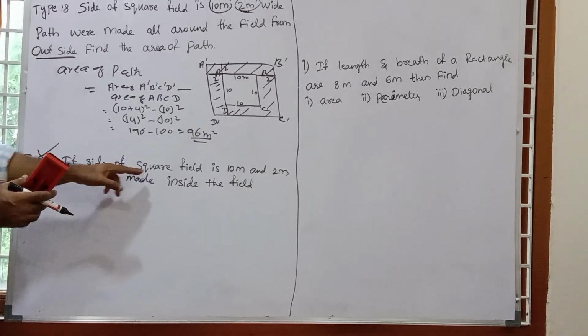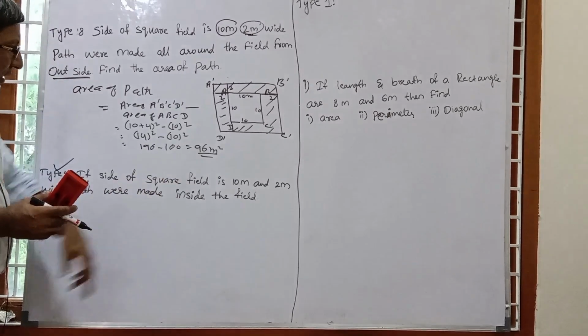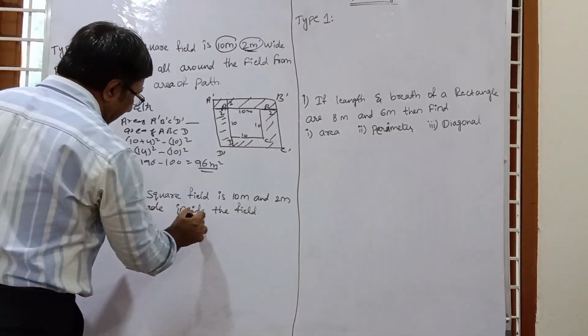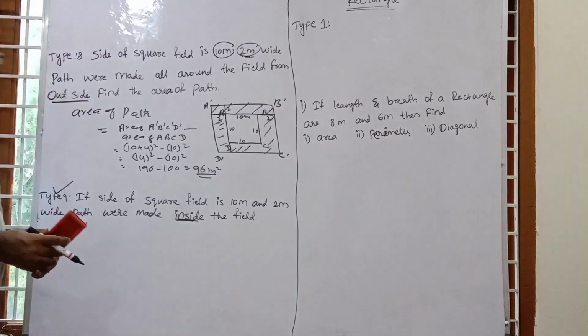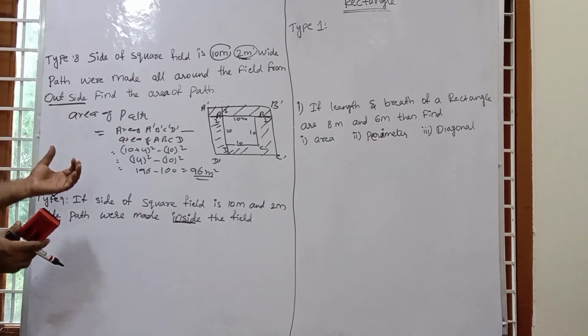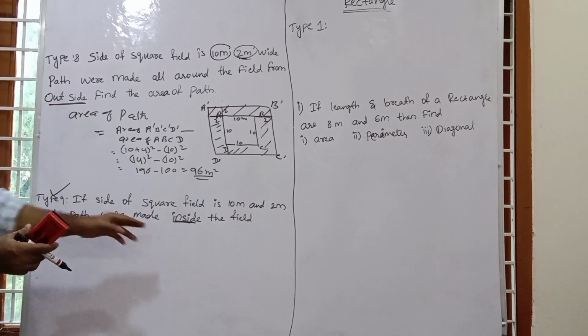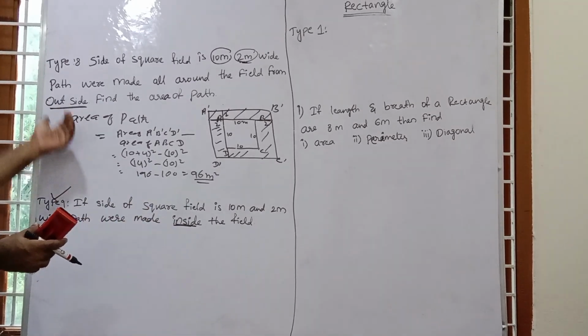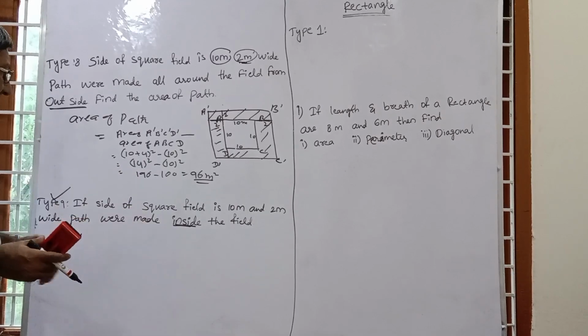If the side of a square field is 10 meters and a 2-meter-wide path is made inside the field, here you can say the path is inside. Then what is the technique? For this there are two types of question: outside the field and inside the field. The path will sometimes be inside and sometimes outside. When outside, then this question. When inside, then what will you do?